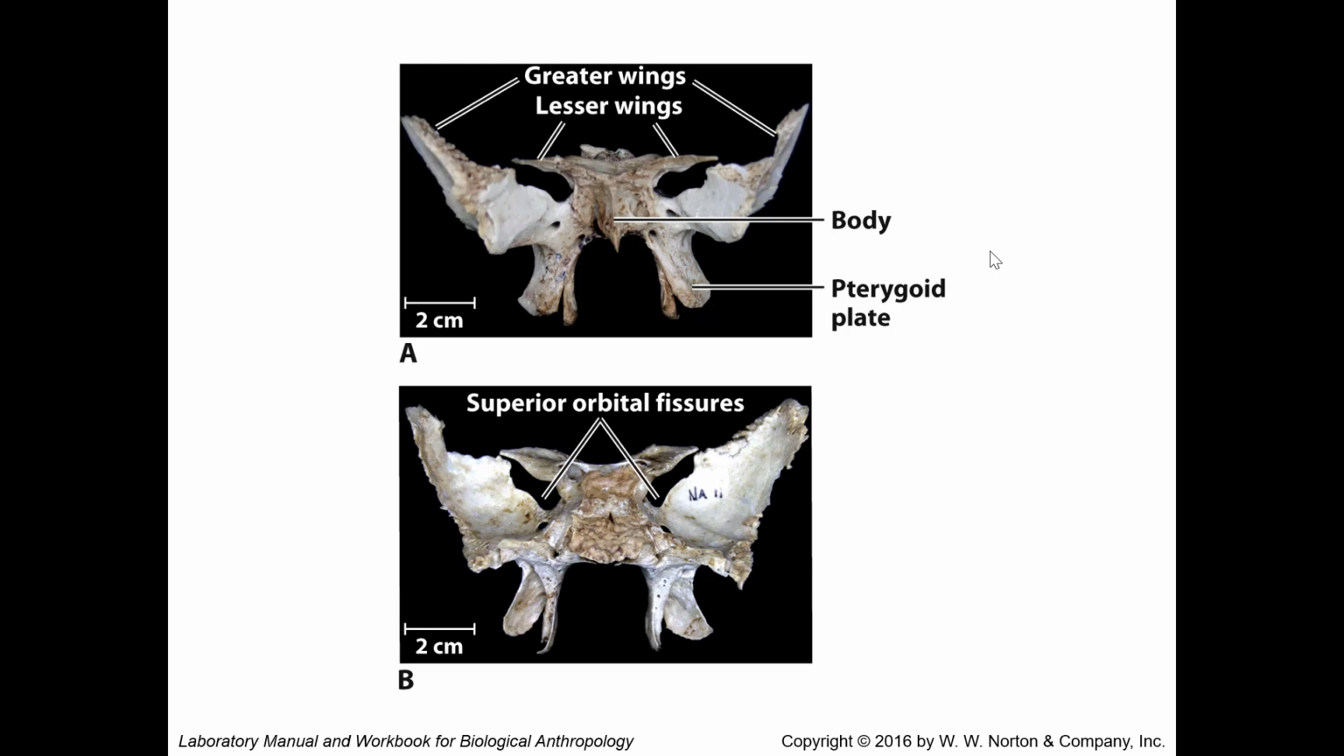But it is inside the cranium. It is quite complex. And there's a lot of reasons for it being complex, right? The pituitary gland sits on top, and you've got fissures that are important for nerves and blood vessels to go through, right? So it is perhaps the most complex bone of the cranium.